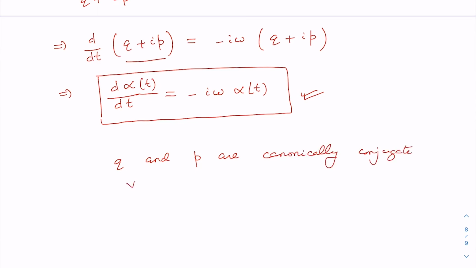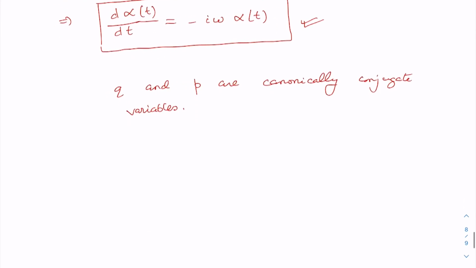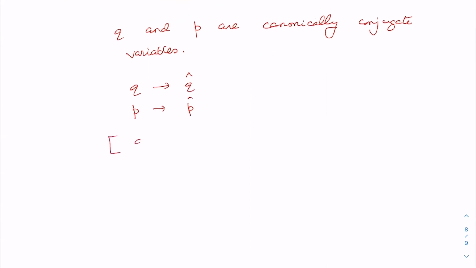Because we established that these are canonically conjugate variables, we are now ready for quantization. In fact, quantization is a very straightforward business now. What we just have to do is replace Q by an operator, P also by an operator, like this, and then we will have a commutation relation between these operators.